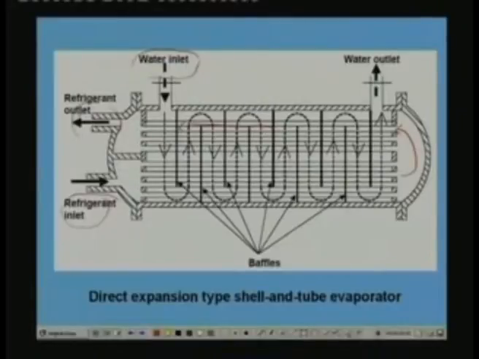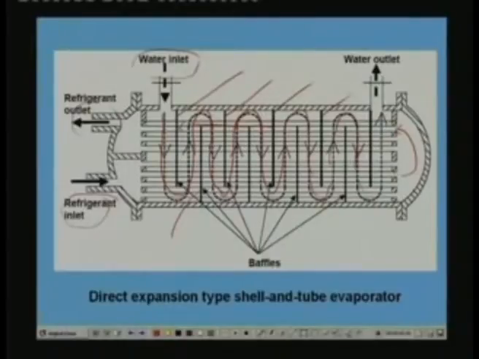In any shell and tube type of evaporator, baffles are provided on the shell side. You can see that these are the baffles. The purpose of the baffles is to avoid stagnant zones and also to improve turbulence so that you can get a good heat transfer coefficient on the shell side. Because of the presence of the baffle, water is forced to flow like this, so short circuiting of water is prevented and stagnant regions can be avoided. Of course, the baffles increase pressure drop through the shell side, so the baffles have got to be optimized. So this is the direct expansion type shell and tube type evaporator.